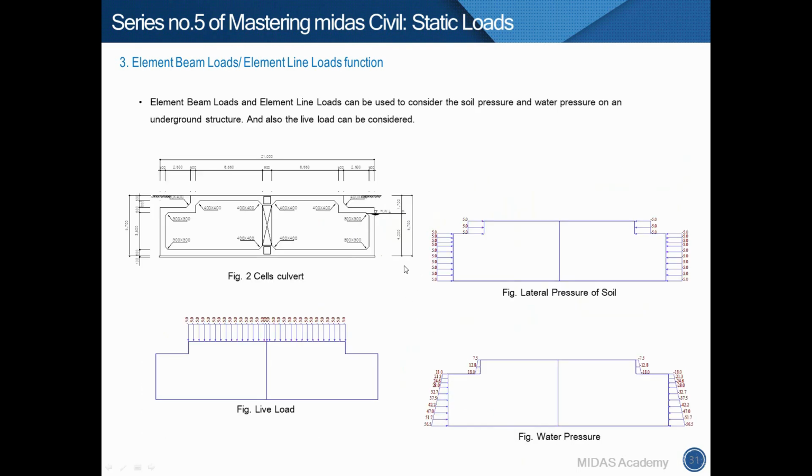And the next model is a culvert with beam loads. The culvert is modeled with beam elements as a unit length of 1 meter. Therefore, beam elements are applied to consider external loading. The external loadings such as soil pressure, water pressure, and live loads are applied using beam load functions.